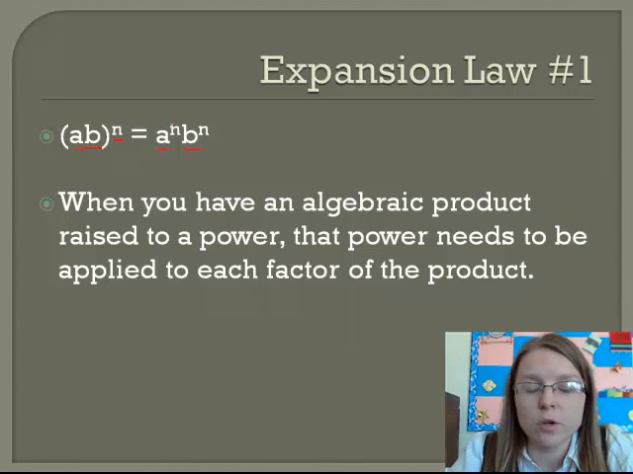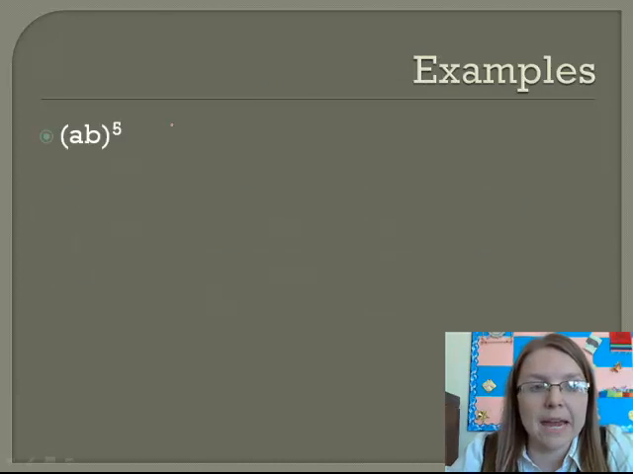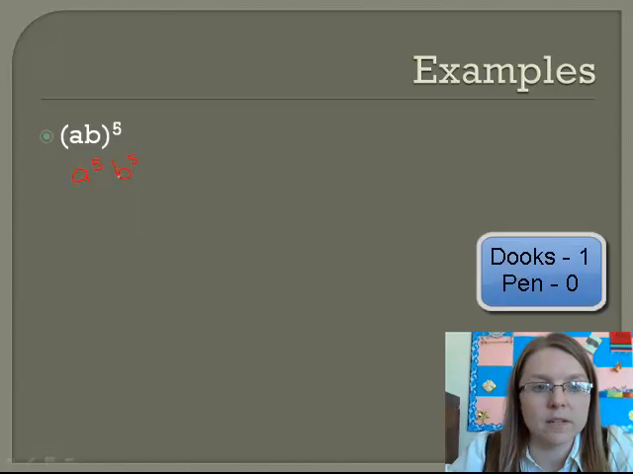So written out for you, when you have an algebraic product raised to a power, that power needs to be applied to each factor of the product. Let's look at a couple of examples. First example, we have AB, and that's raised to the power of 5. That power of 5 needs to get applied to the A, and it needs to get applied to the B. If we apply it to the A, that gives us A to the power of 5, and if we apply it to the B, that gives us B to the power of 5. And that's a B, not a 6. Okay, so our final answer would be A to the power of 5, B to the power of 5.